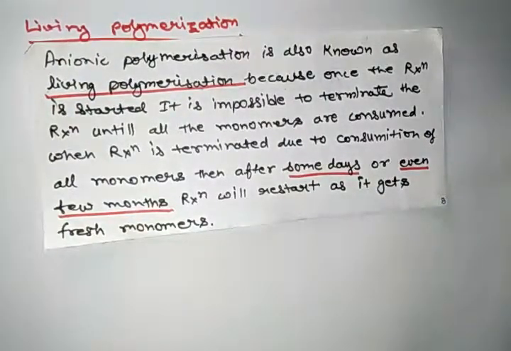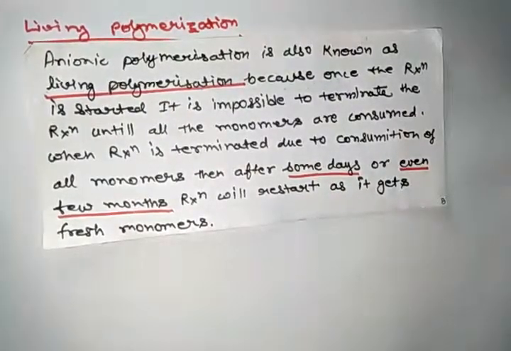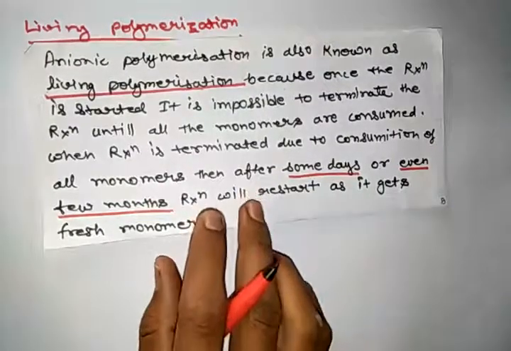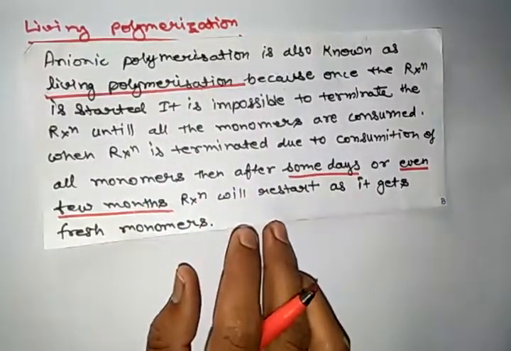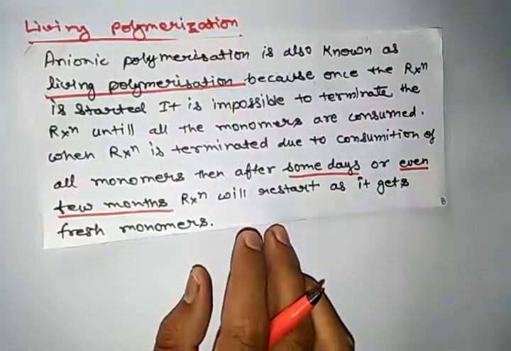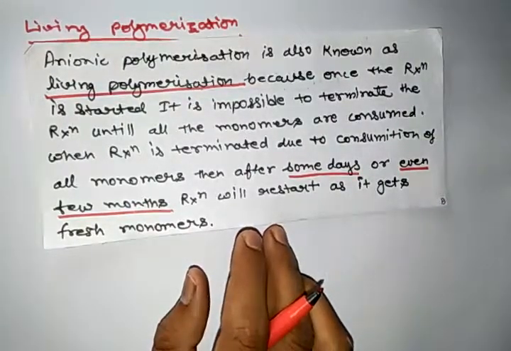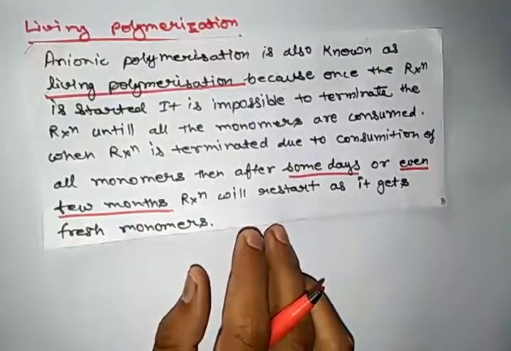If it is terminated, then after a few months or one year or maybe after a few days, if you mix some fresh monomers, then the reaction will automatically restart. Therefore, this reaction is known as living polymerization. Generally, the polymerization of styrene takes place through anionic polymerization.